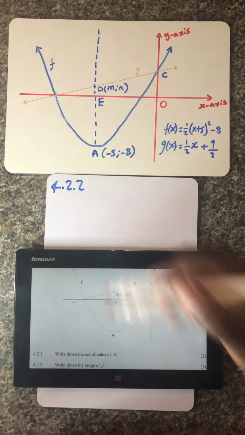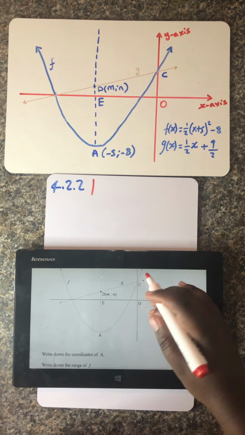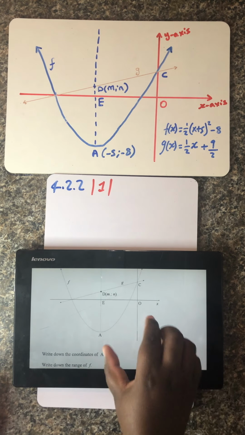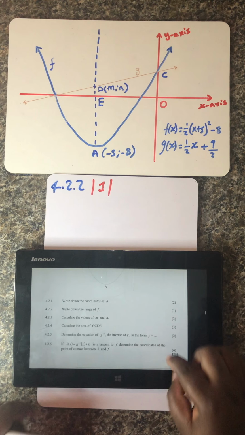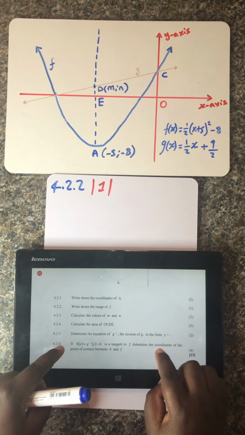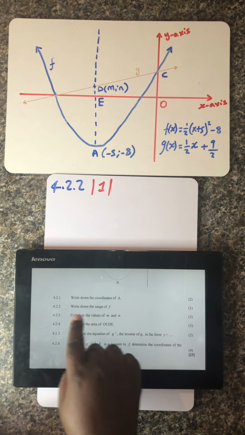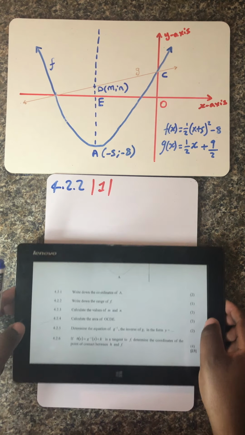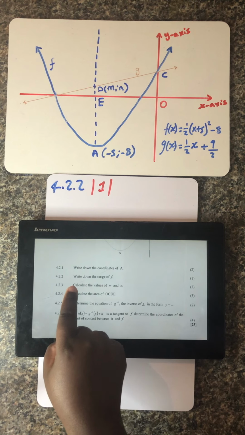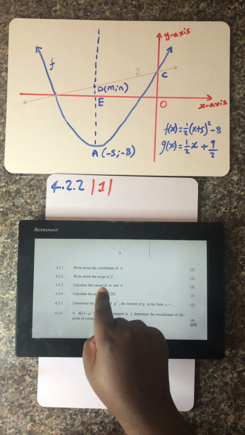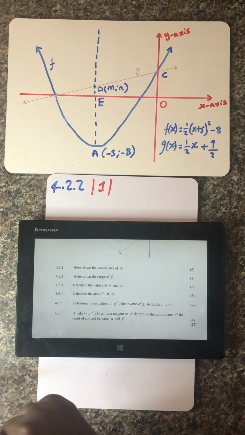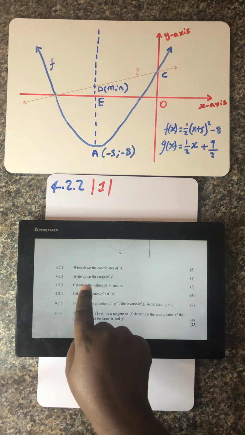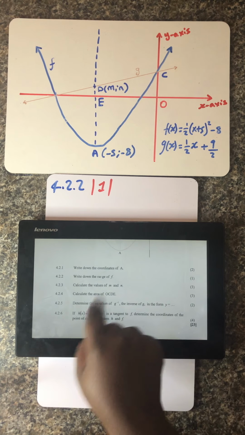Most importantly, it's allocated, let's see, 1 mark. Okay, so guys, especially with the questions related to a parabola, in most cases you always have that question where they want you to write down the range of a particular graph. In this case it is the graph of f. So write down the range of f.